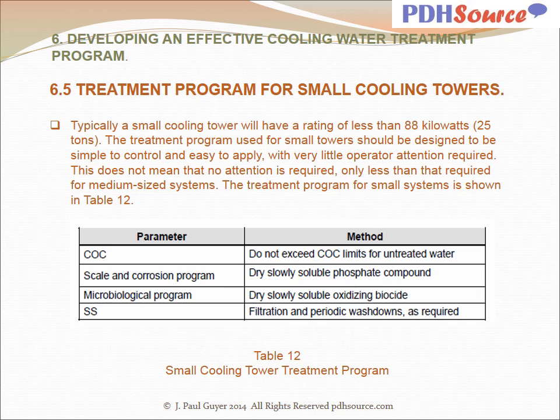With regard to treatment programs for small cooling towers, typically a small cooling tower will have a rating of less than 25 tons. The treatment program used for small towers should be designed to be simple to control and easy to apply, with very little operator attention required. This does not mean that no attention is required, only less than that required for medium-sized systems. The treatment program for small systems is indicated in Table 12, which is on this slide 130.